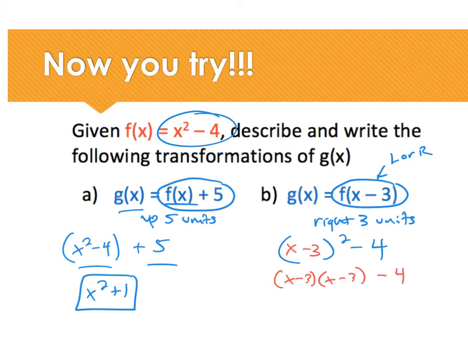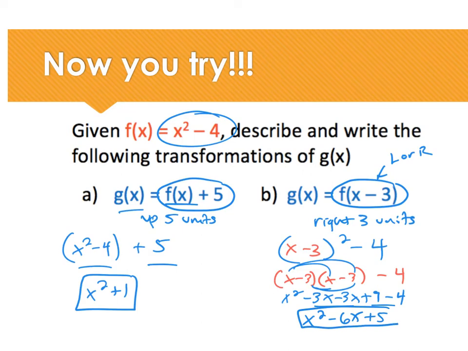And so if I FOIL the first, inside, last, and collect like terms, I get x squared. Looks like negative 3x minus 3x is negative 6x, and then positive 9 minus 4 would be positive 5. And that would be my final answer there.